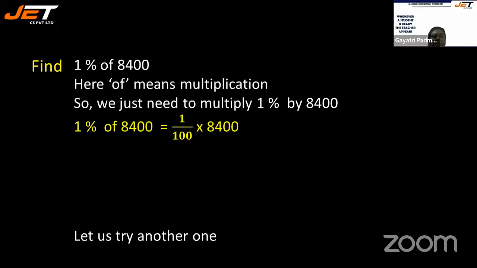Now, what is 1% of 8,400? Very simple. So 1% is nothing but 1 by 100 into 8,400, isn't it? So finally, you will arrive at 84. So if you have got 84 as your answer, then your answer is perfect. I'm sure you will be able to understand this.